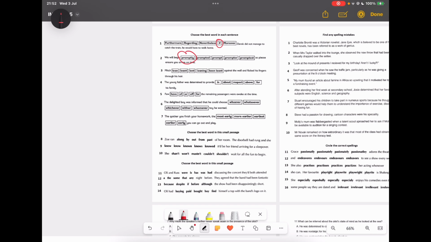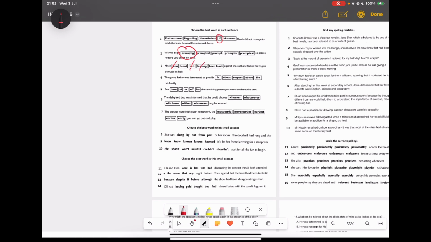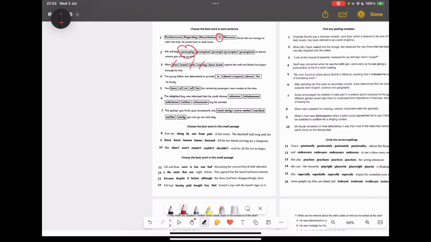3. Mitch something against the wall and flicked his fingers through his hair. So this will be, Mitch leaned against the wall. No. Mitch leant across the wall. Against the wall. No, it could be. And then lent. Well, that's incorrect spelling. Mitch leaning against the wall. No, because it's past tense. Mitch been lent. No, so it'll be Mitch leant against the wall. Mitch leant against the wall and flicked his fingers through his hair.